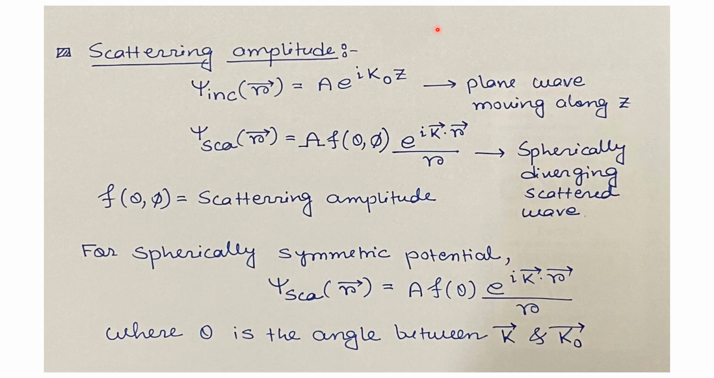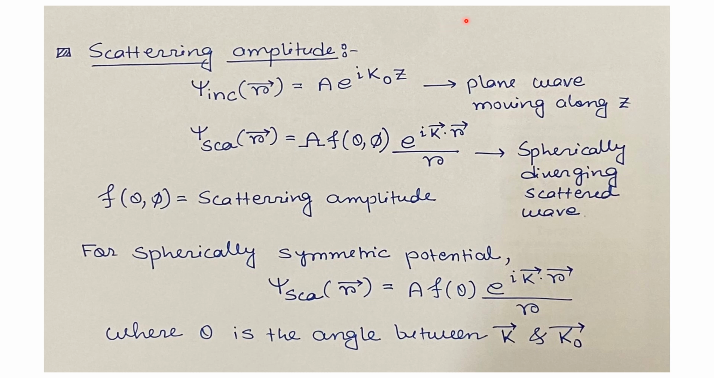So basically, there will be the effect of scattering potential only on the particles within some scattering potential range. Otherwise the particles will not feel the effect of scattering potential. The parallel beam of incident particles can be represented by the free particle equation, that is the plane wave equation, given by psi incident as a function of r vector equals A times e to the power i k naught dot r vector. Here k naught is the wave vector for the free particle wave.